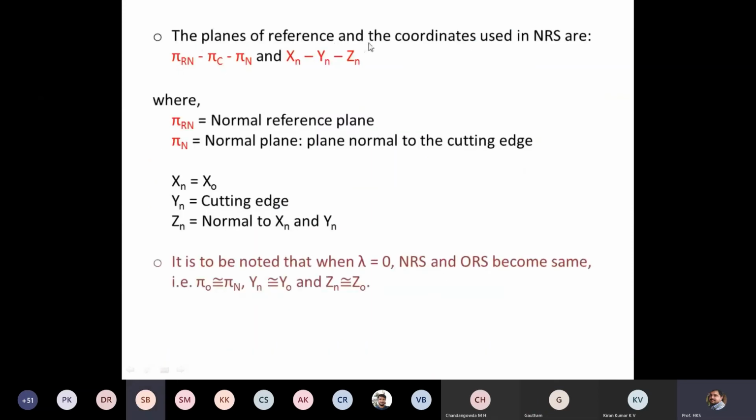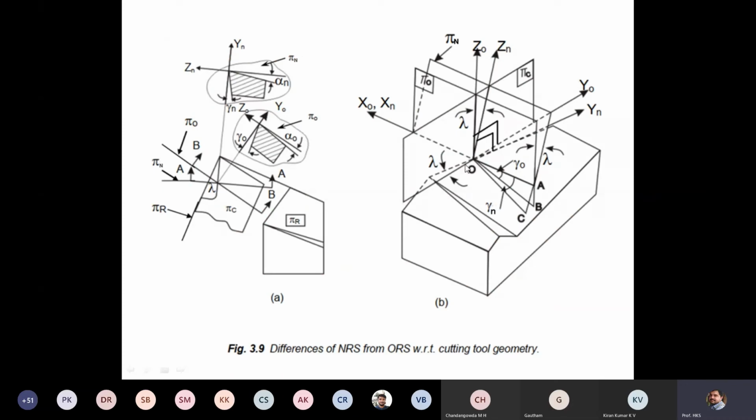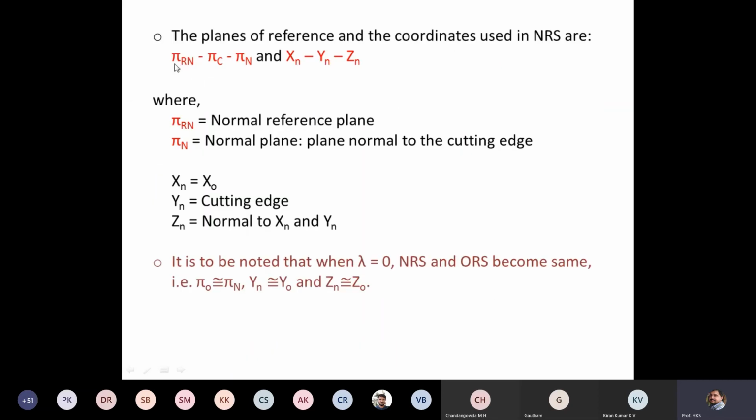Okay, so the planes of reference and the coordinates used in NRS are: Pi Rn, that is the normal reference plane. In this figure, you cannot see that normal reference plane, but it will be the horizontal plane as in the previous system. So that has not been indicated in this figure. The horizontal plane is the reference plane, denoted by Pi Rn, normal reference plane. Pi c is the cutting plane. Pi n is the normal plane. Normal plane means the plane normal to the cutting edge.